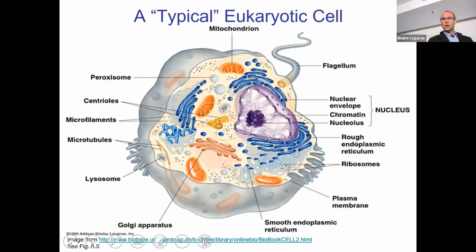Here's a typical animal cell. This is a eukaryotic cell. You can see it's a lot more complex. You've got all those organelles that you learned about in high school. We've got mitochondria, Golgi body, endoplasmic reticulum, and so on. And so again, much more on these as we go through the next few units.